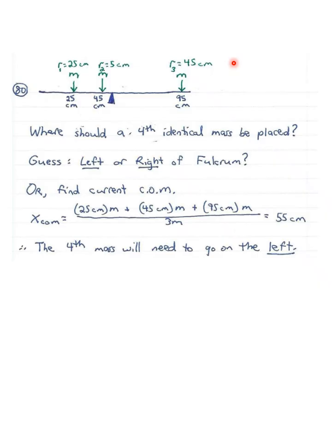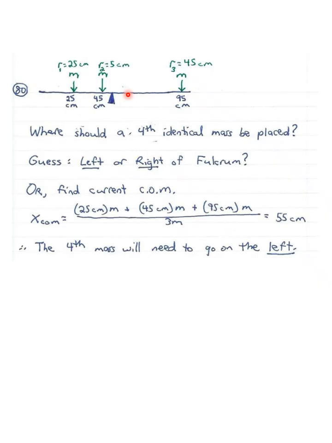So if we take the center of mass of those 3 masses, the position times mass, remember, so 25 centimeters times m plus 45 centimeters times m plus 95 centimeters times m divided by 3m, we find that the current center of mass of those 3 masses is at 55, meaning it's right where my marker is. So if we want to add a 4th mass and we want their total center of mass to be over the fulcrum, we're going to need something that's more to the left. So the 4th mass will need to go somewhere on the left.